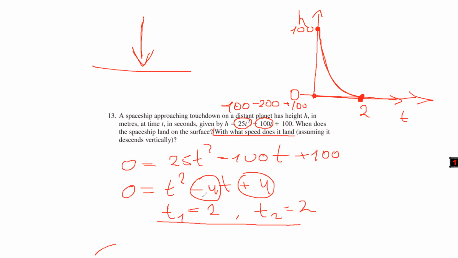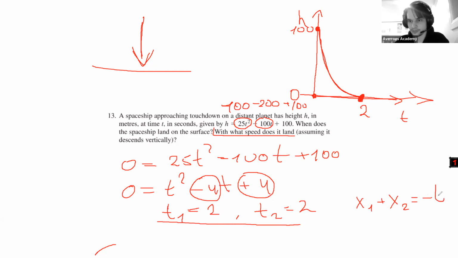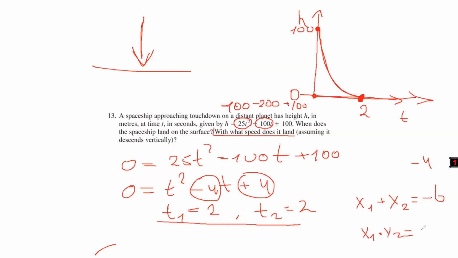So it'd be -2. No, sum. So x1 plus x2 equals -b. And in this case, b is -4, so -b would be equal to 4. And x1 times x2 equals c. Yeah, that's right. I forgot a step. You see, remember there is a minus here.